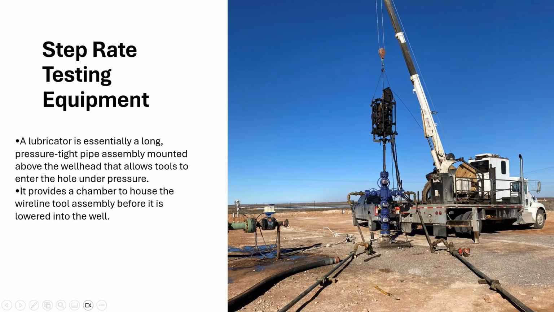So this is a wireline and lubricator setup. This lubricator goes on top of the wellhead. It's essentially a pressure-rated pipe mounted up there to allow tools to enter the wellhead under pressure. It provides the chamber to house the tools while they are being lowered into the well.